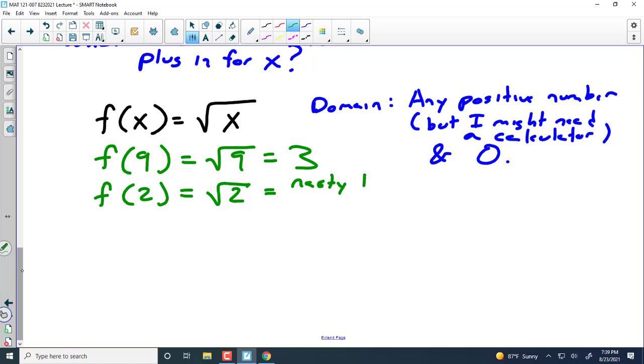So, nasty decimal, but it's okay. So it's a function, because I told you it was a function. I use function notation. And furthermore, I can plug in 0 or any positive number I want. That's the domain. Huh, all right.